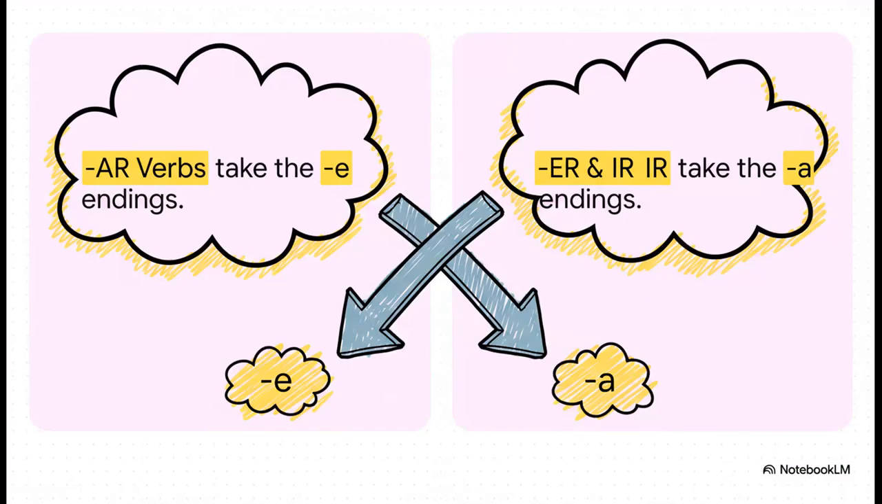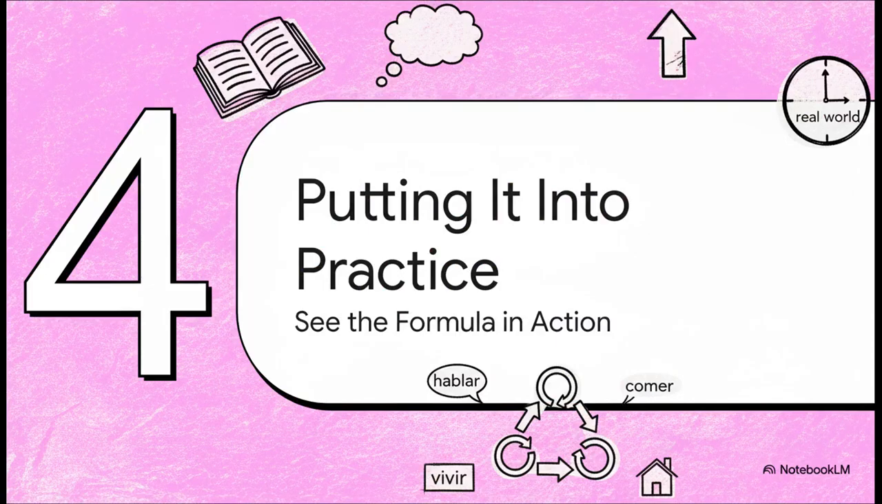And look, this is exactly what I mean. For your regular AR verbs, which normally have A's all over the place, you're now going to use endings with an E. And for your ER and IR verbs, you guessed it, you flip it and use endings with an A. They literally just trade places. Okay, enough theory. Let's see this three-step formula in action with some real verbs. This is where the light bulb really goes on.